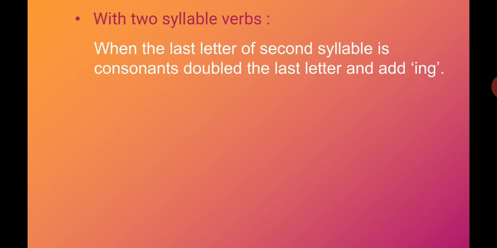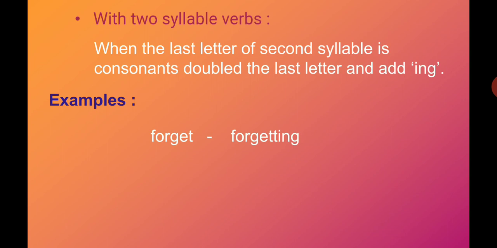It means that there are two syllables, the second syllable, and the last letter of the second syllable is a consonant. Then what can we do? We double the consonant and add ing. Let's see the example and understand. Forget. Here for and get are two words. The verb forget is made by for and get, two syllables, right?